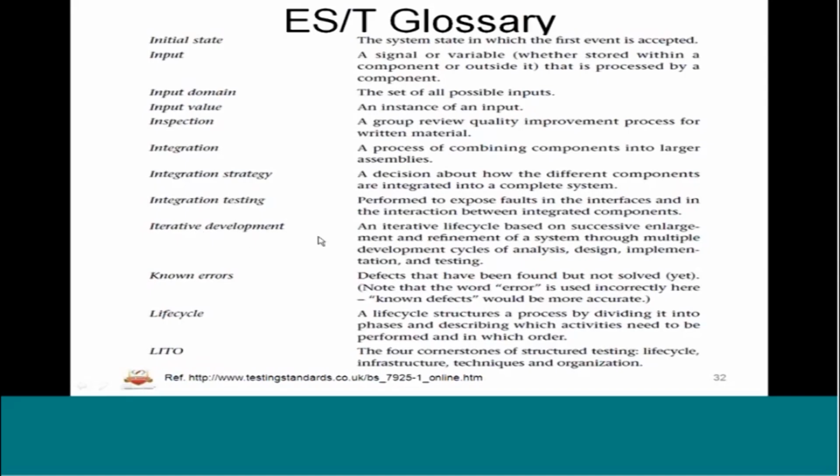Iterative development: an iterative life cycle based on successive enlargement and refinement of a system through multiple development cycles of analysis, design, implementation, and testing. So we have seen in the life cycles that the V model is used. Similarly, iterative development is another life cycle model that is being used. Known errors means defects that have been found but not solved. That means we already know the problem. With the known defects, we will go ahead with other, unknown issues.